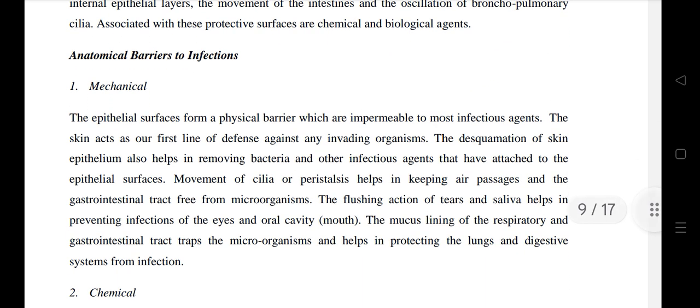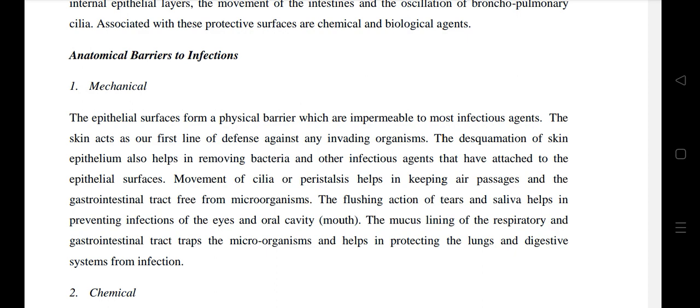Anatomical barriers to infections. Mechanical. The epithelial surfaces form a physical barrier which are impermeable to most infectious agents. The skin acts as our first line of defense against any invading organisms. The desquamation of skin epithelium also helps in removing bacteria and other infectious agents that have attached to the epithelial surfaces.